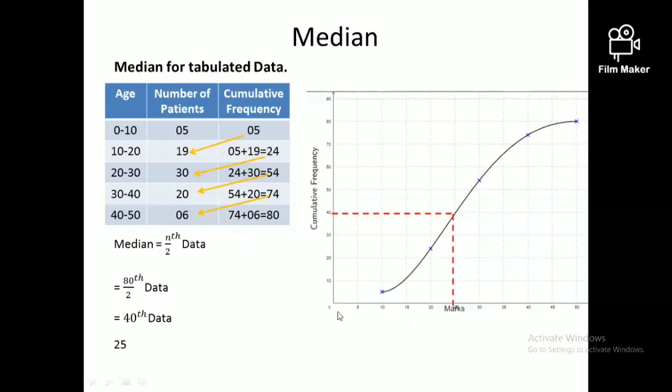Then you have to mark this information over here, the marks or the age on this side and the cumulative frequency.